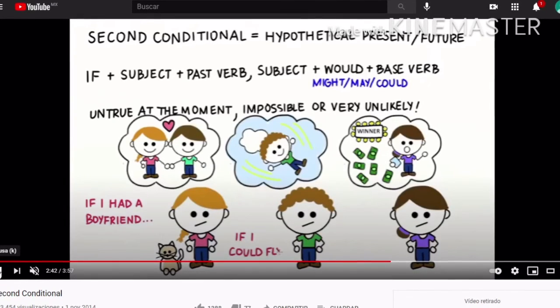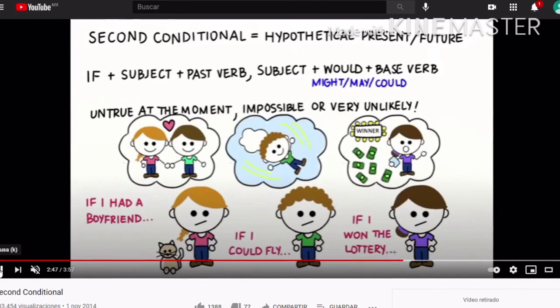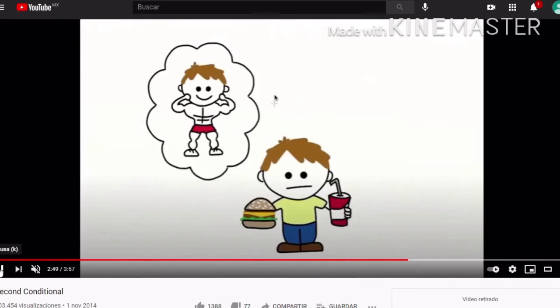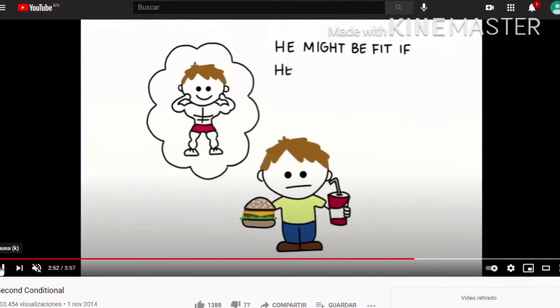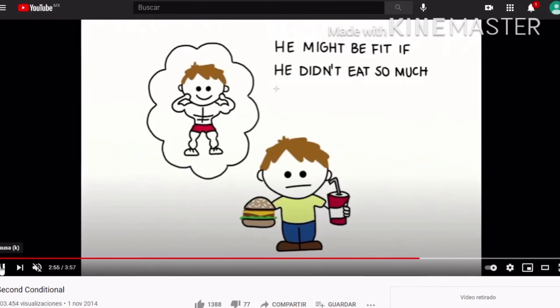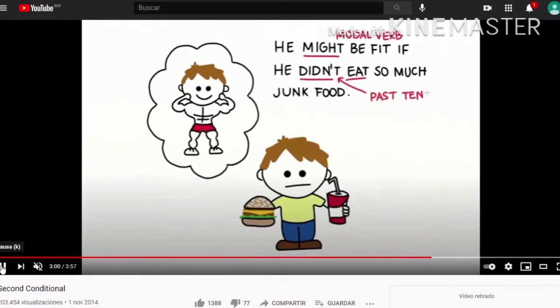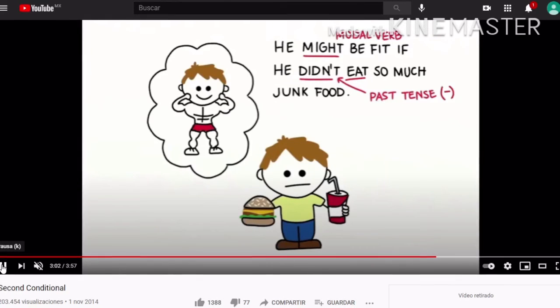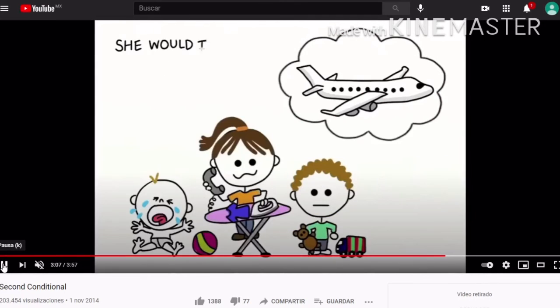Okay. Unlikely situations: if I had a boyfriend, if I could fly, if I won the lottery. Those are unlikely or maybe impossible or very unlikely. Let's see some examples. He might be fit if he didn't eat so much junk food. Might is my modal verb. Didn't eat is past tense, negative. Remember that the negatives go with didn't.